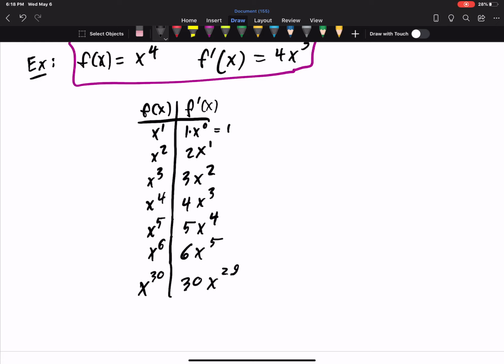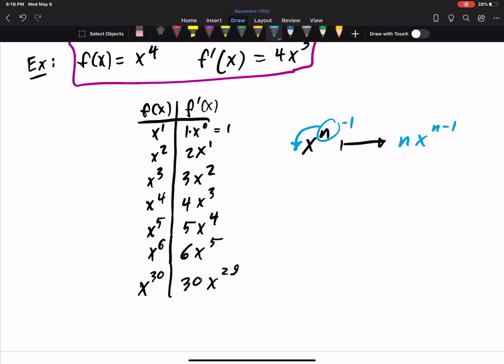So how are we getting this? What is the rule for when we have a power on x? Turns out the rule is as follows. If you have x to the n, where n is your exponent, what you're going to do is take your exponent, bring it down in front, and subtract 1 from the exponent. So what this gives you is n x to the n minus 1. And that's exactly what happens in the left and the right-hand columns here.